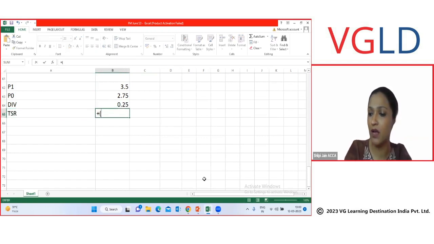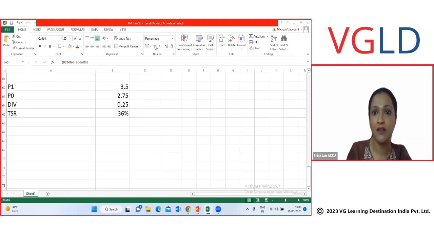Again, the same formula. We are literally doing the same thing, equals to plus my dividend divided by, which is equals to, let me just put it in a percentage form, 36.4. Okay, is it asking still one decimal place? 36.4. That's just great, guys.